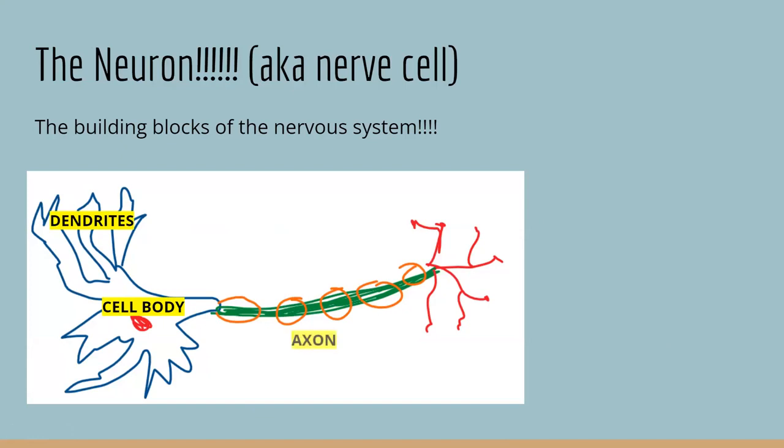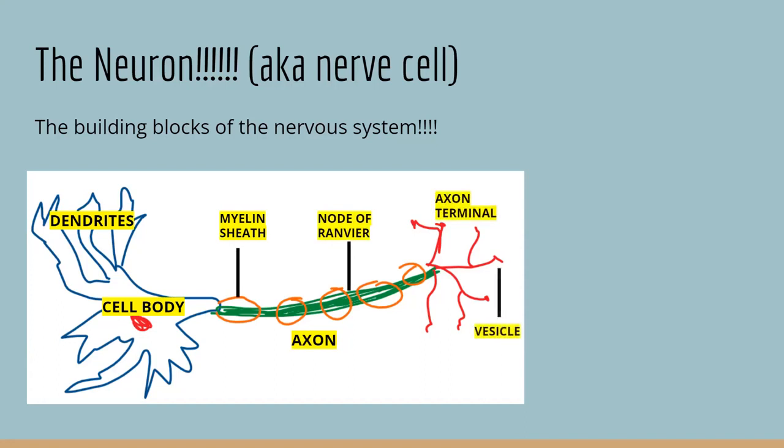Then that green thing is called an axon. The orange thing that surrounds the axon is a myelin sheath, and in between the different myelin sheaths is a node of Ranvier. And the things on the end are the axon terminals, which at the end of those are the vesicles.